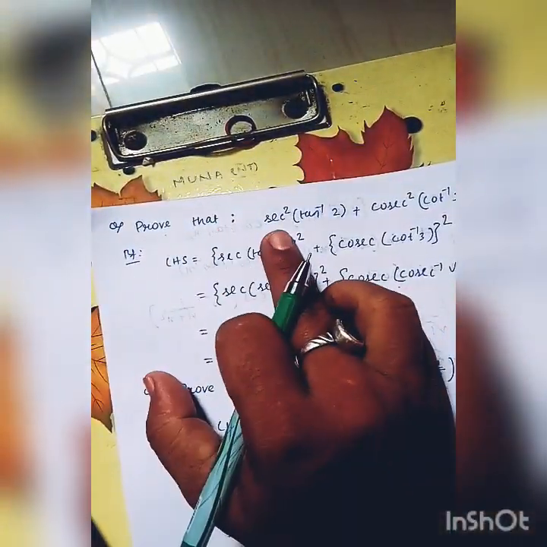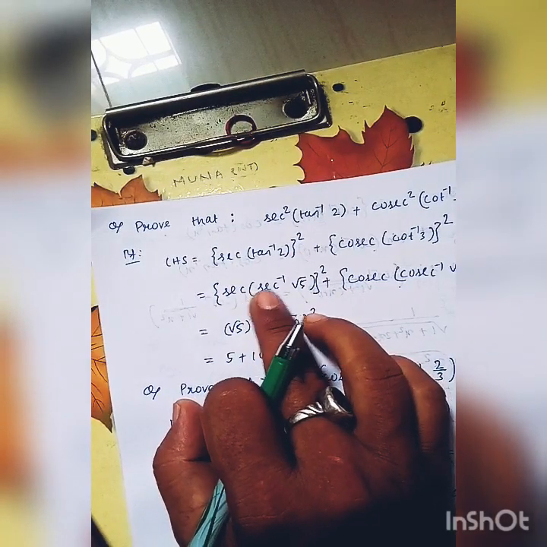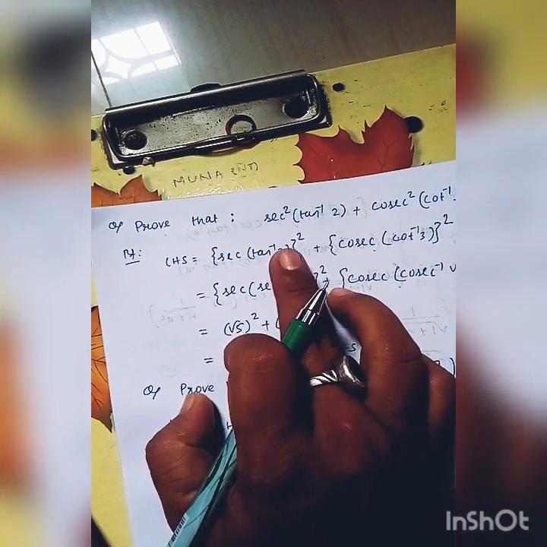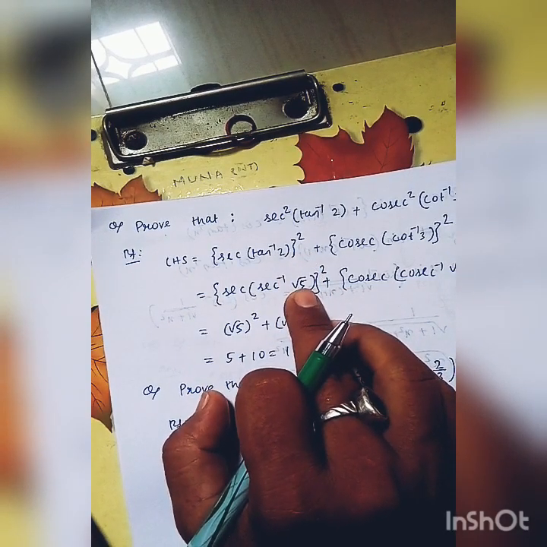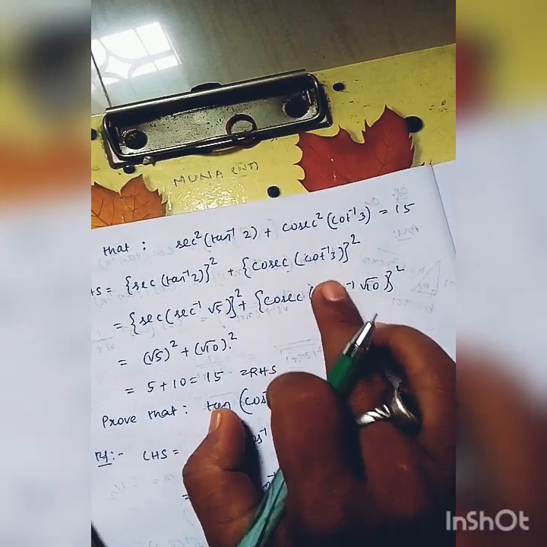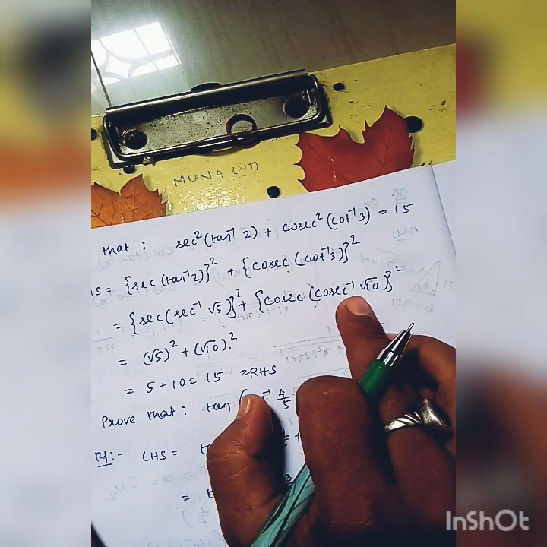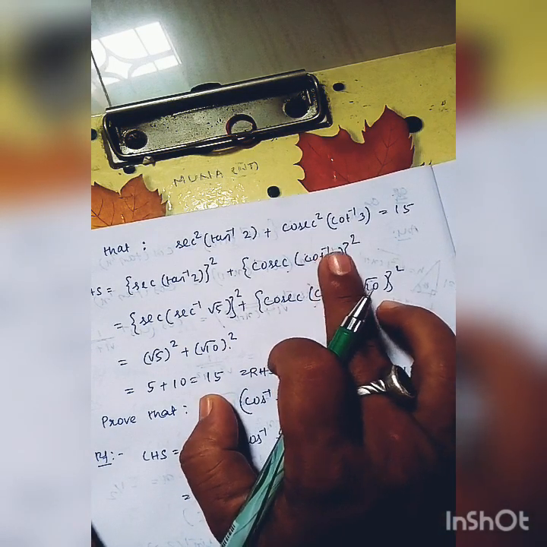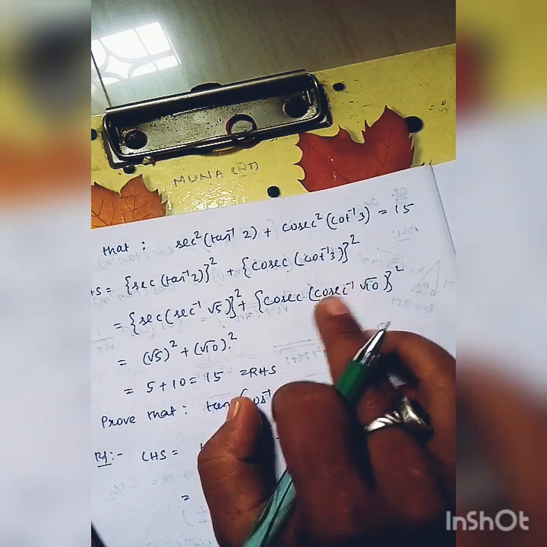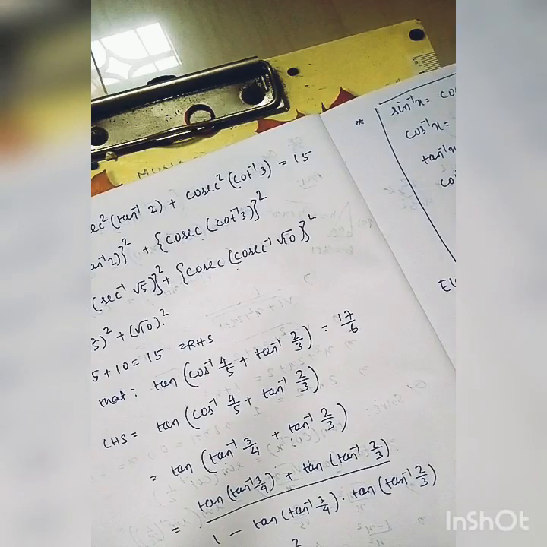So tan inverse 2, we can immediately find sec inverse. We know that sec theta equal to square root of 1 plus tan square theta, that is square root of 1 plus 4, that is root 5. Again, cot inverse 3, we can immediately reduce to cosec inverse, that is square root of 1 plus cot square theta, that is square root of 1 plus 3 square, that is root 10. So by solving this, you get the answer.